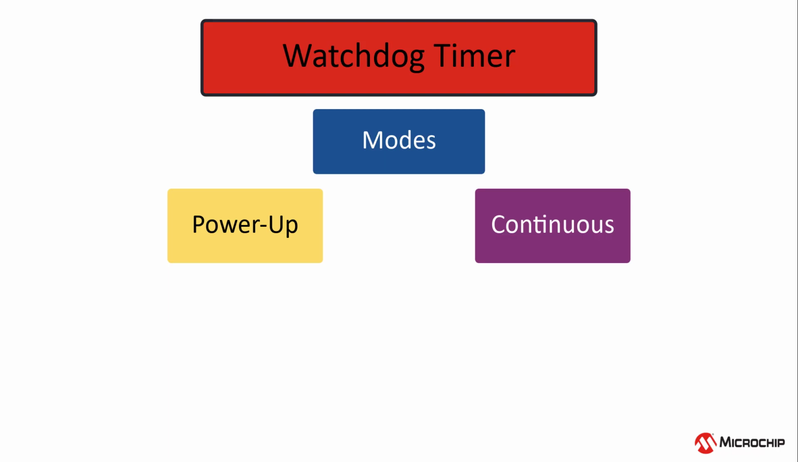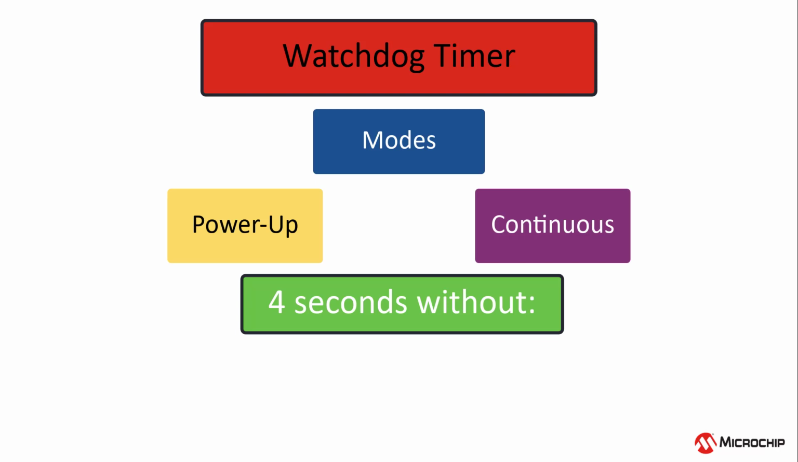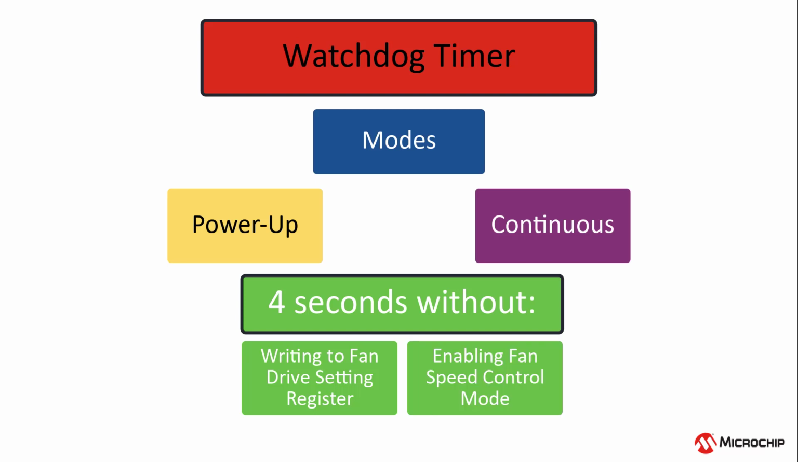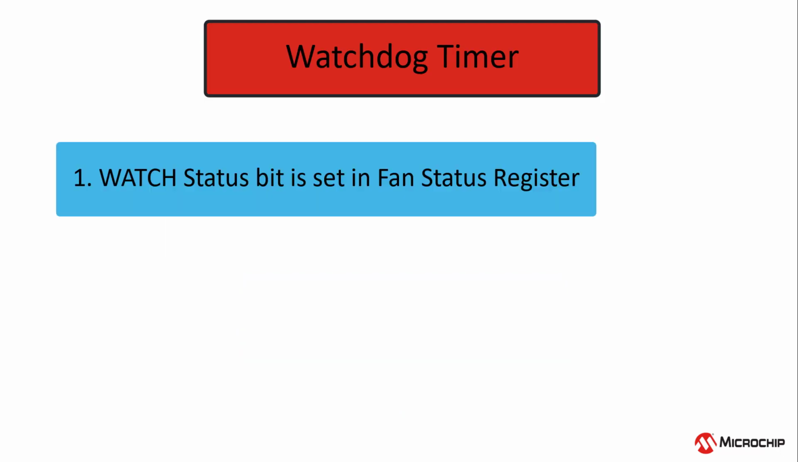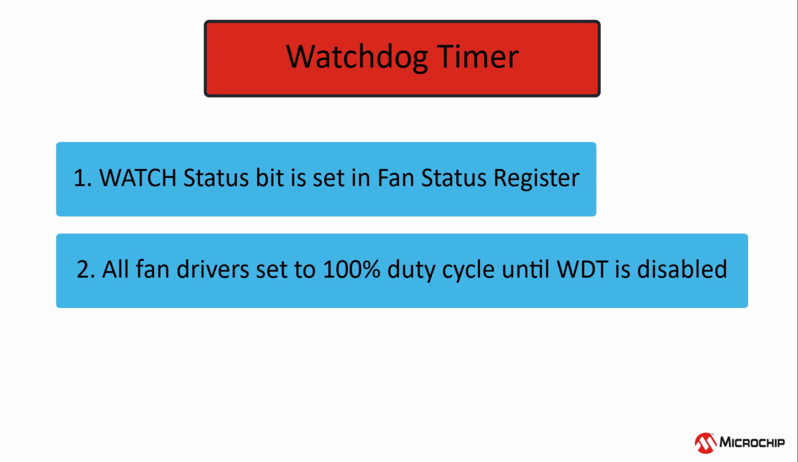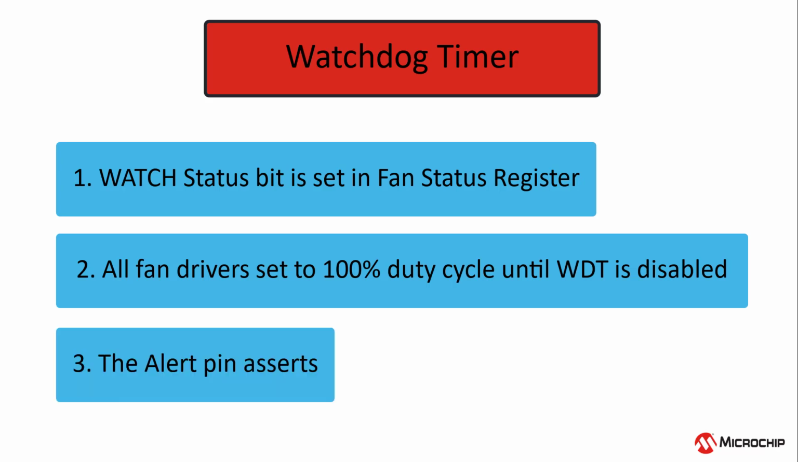For either mode of operation, if 4 seconds elapse without the host writing to the fan drive settings of one of the fans or enabling the fan speed control mode on one of the fans, then the watchdog will be triggered and the following will occur. 1. The watch status bit will be set in the fan status register. 2. All fan drivers will be set to full scale, and they will remain at full scale until it's disabled. And 3, the alert pin will be asserted.